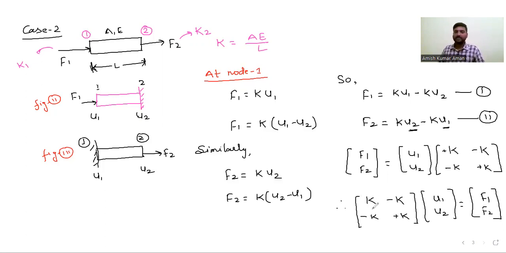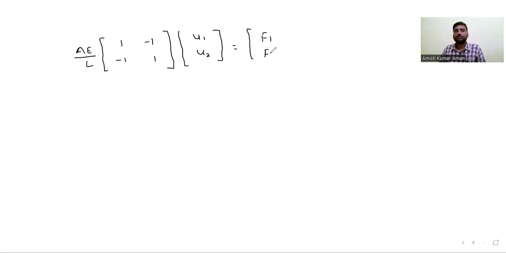Here K is the stiffness matrix, that is AE by L. A is given, L is given. U1, U2 is the nodal displacement, and F1, F2 are the nodal forces. So from here we can write, if we take AE by L as constant outside, then it will be 1, minus 1, minus 1, 1, because if we multiply it, we get AE by L, minus AE by L, minus AE by L, AE by L, that is K, minus K, minus K, K into U1, U2 will be equal to F1, F2.